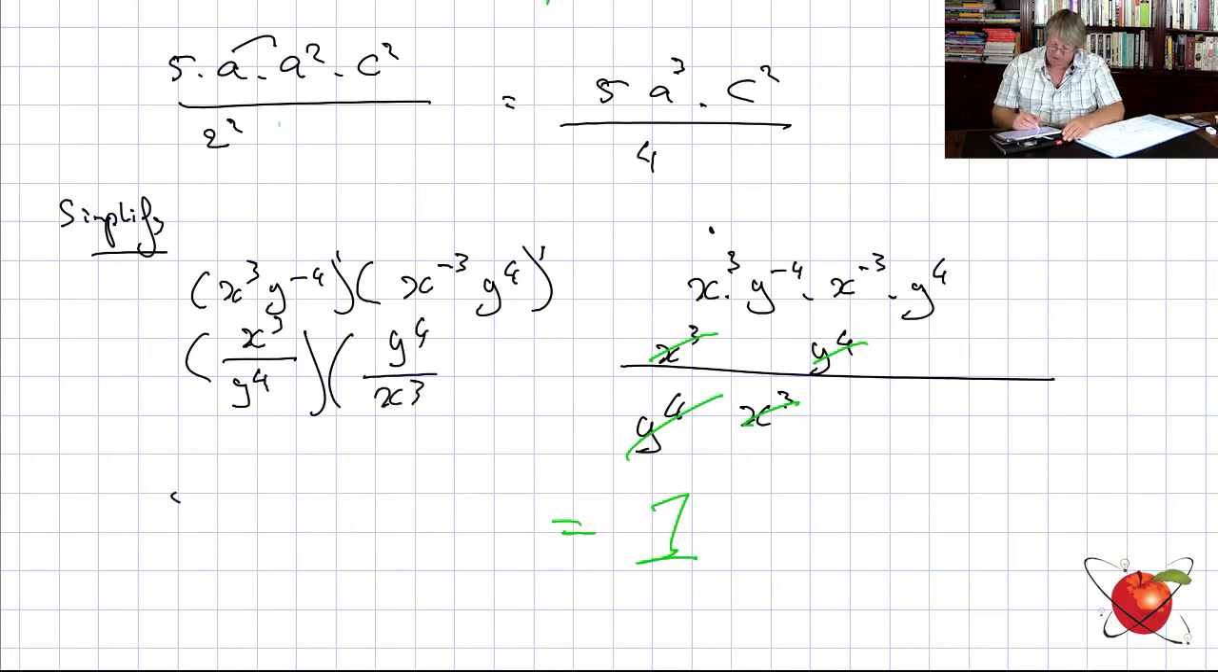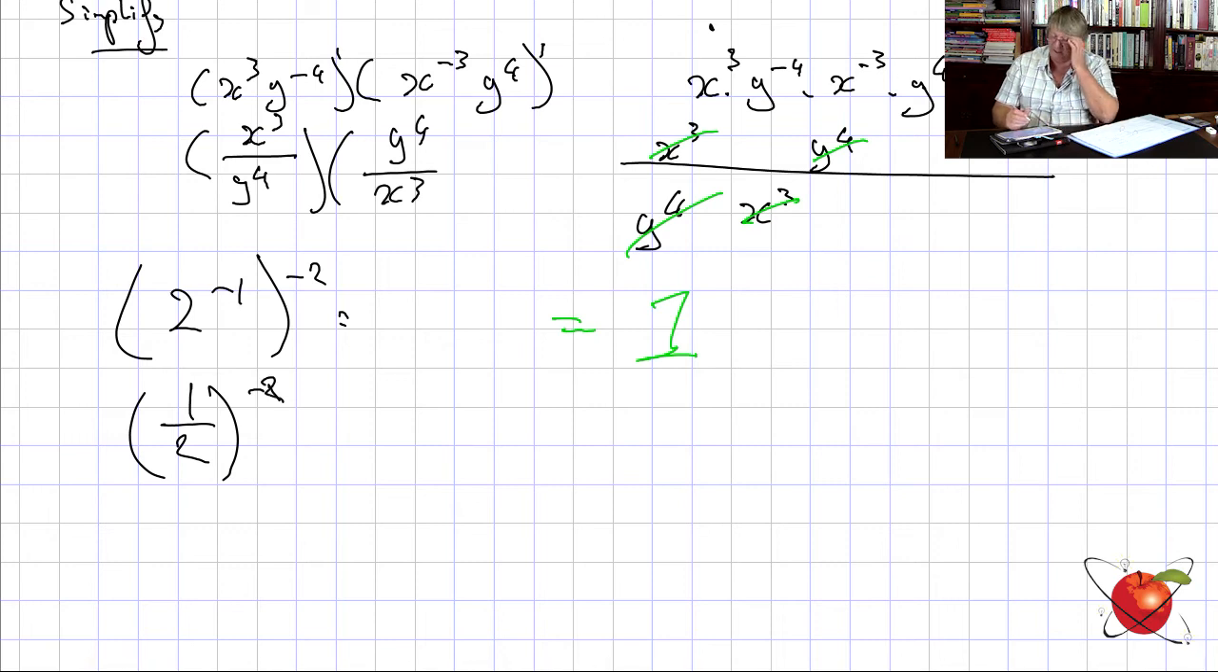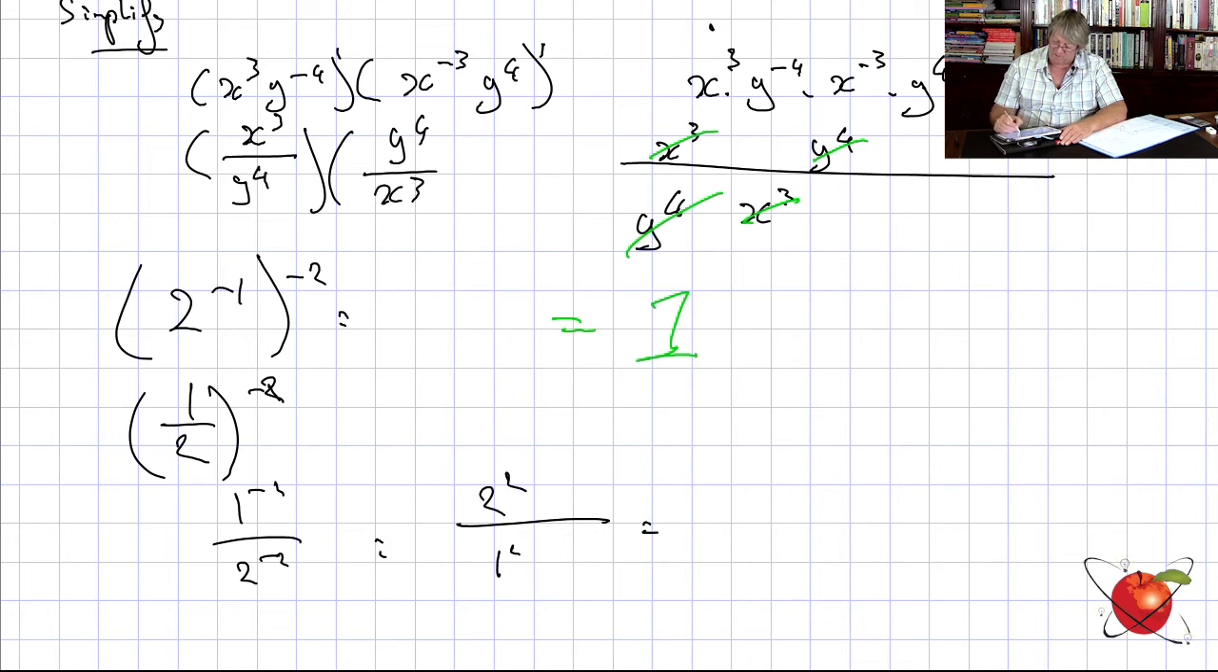Remember, 2 to the minus 1 all to the minus 2 is equal to, first change in the brackets. That's going to be 1 over 2 all to the minus 2. That minus 2 comes in, it's 1 to the minus 2, 2 to the minus 2. Now, the 1 must go down below, the 2 must come up. The answer is 4 over 1, which is 4.